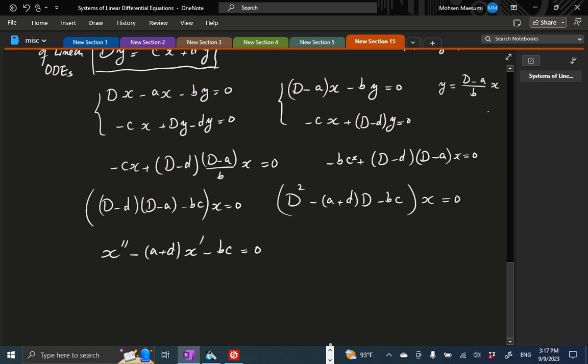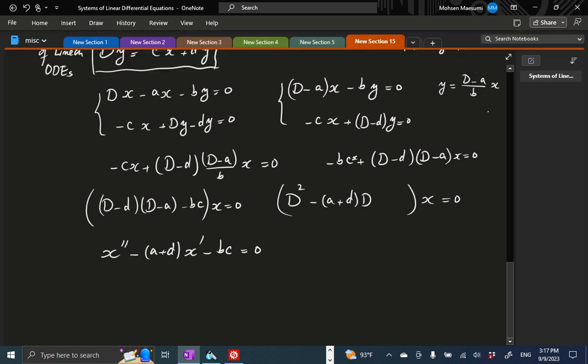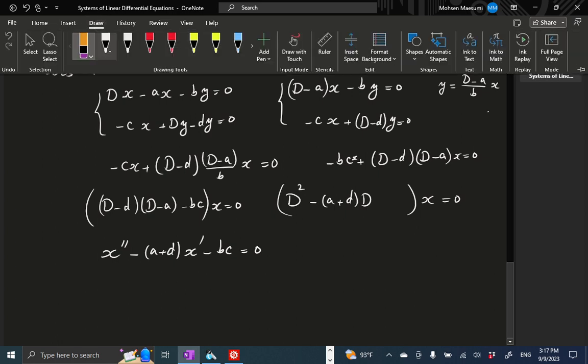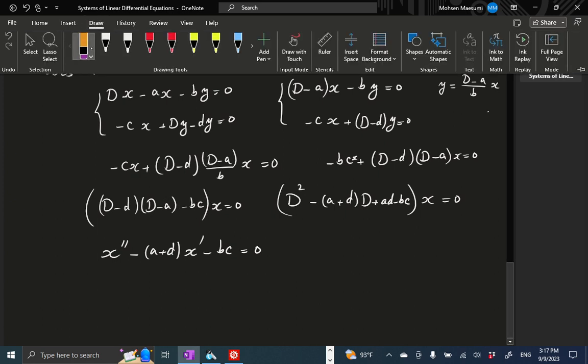I am missing something. Let me go back and make a correction. I wrote D squared, D and a times D. I am missing a times D. Sorry for that. Let me go ahead, make a correction, and so I should have written plus ad minus bc. So a times d and minus bc. Let me go ahead, make a correction here as well.